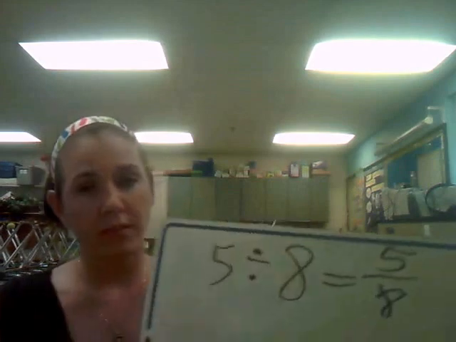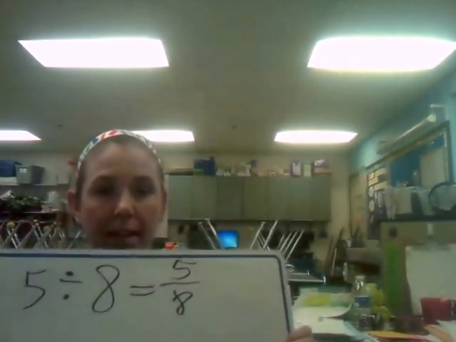So 5 granola bars are being shared equally among 8 boys. Since it specifically says 8 boys, we're assuming that Carlos is either a part of that or he's not getting any granola bars. So 5 granola bars being shared by 8 boys equals 5 eighths, right? 5 divided by 8 equals 5/8. So each boy will get 5/8 of a granola bar. Talk about being stingy. Go buy some more granola bars, right?